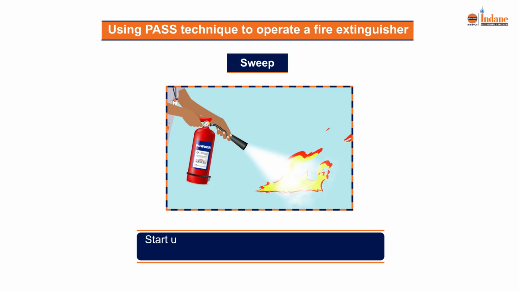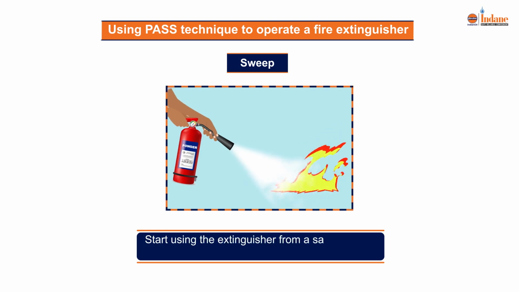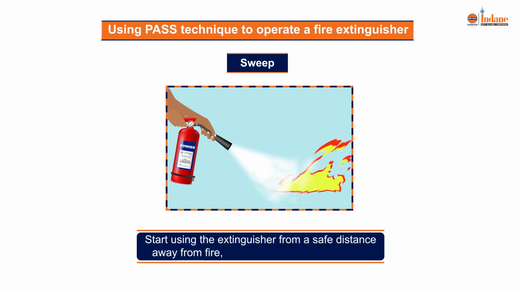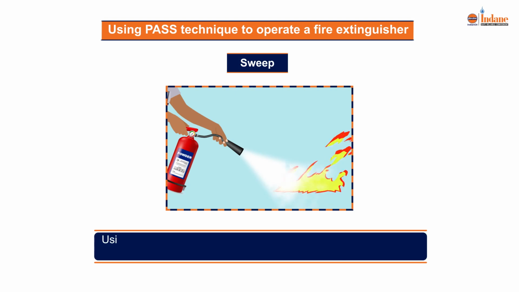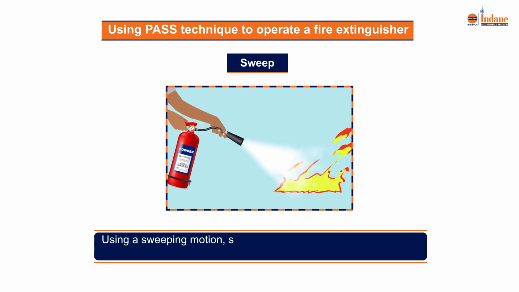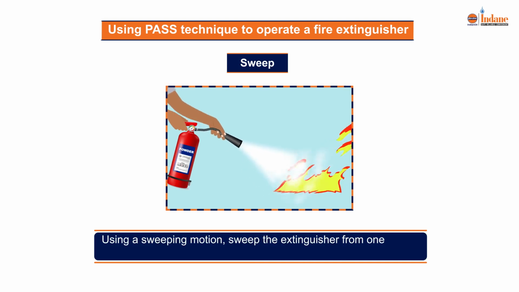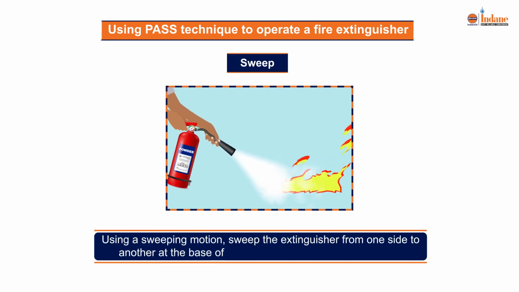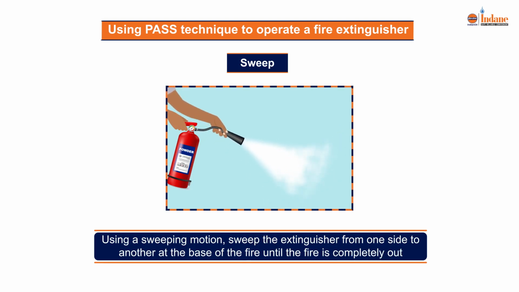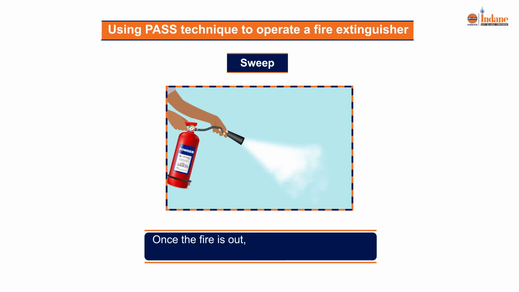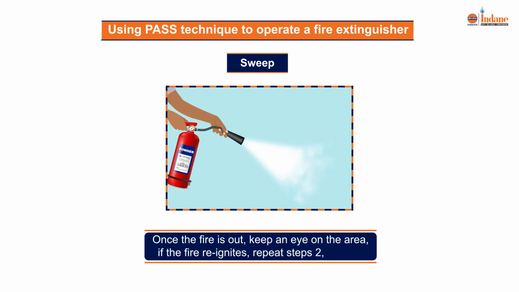Finally, start using the extinguisher from a safe distance away from fire, and then slowly move forward. Using a sweeping motion, sweep the extinguisher from one side to another at the base of the fire until the fire is completely out. Once the fire is out, keep an eye on the area. If the fire reignites, repeat steps 2, 3, and 4.